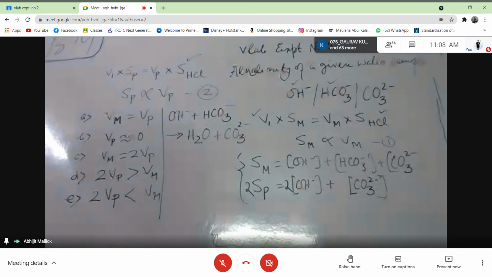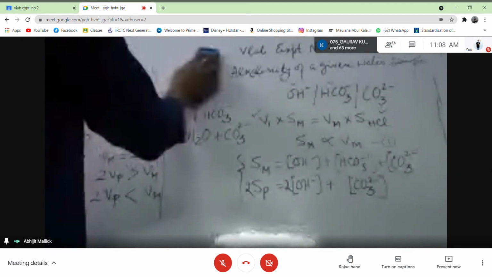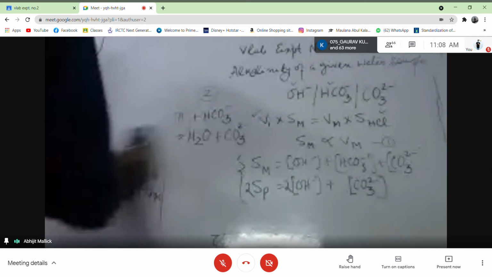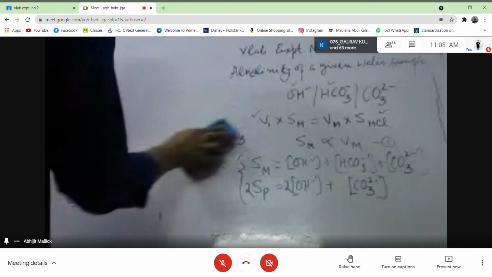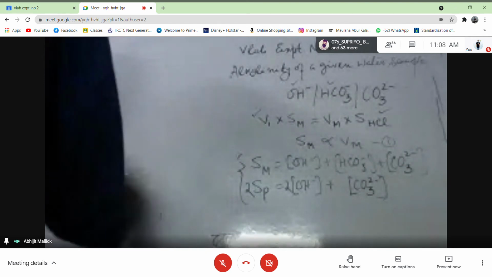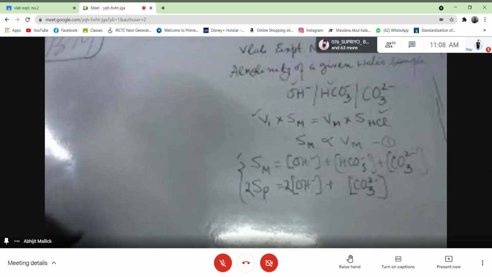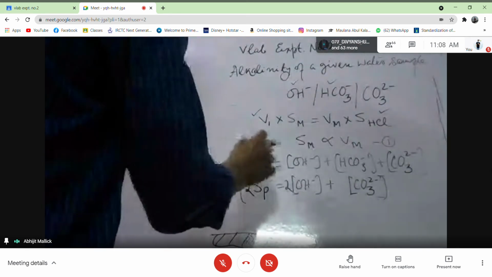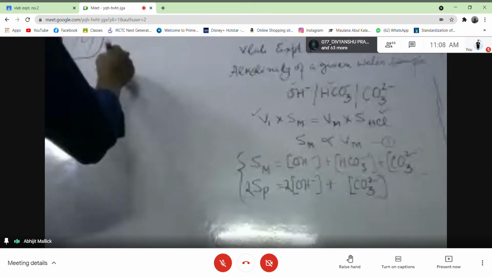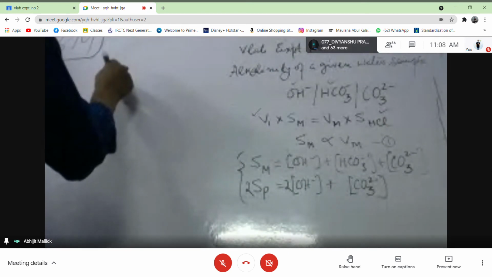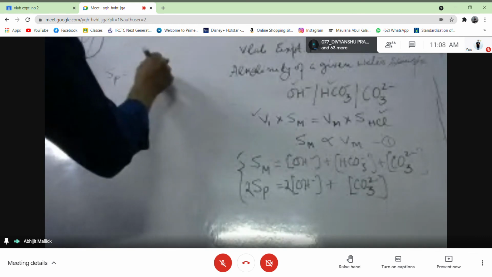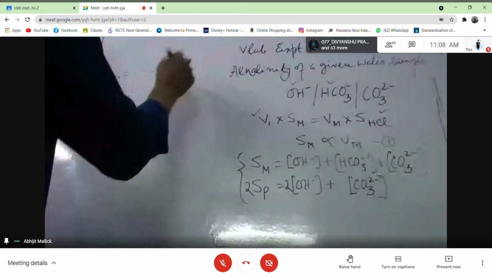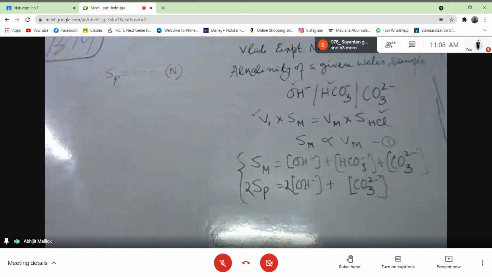Next is unit. What is the unit? Let's see what is the unit of alkalinity, that is, SM and SP. For example, after calculation you will get your SP in terms of normality. After calculations, V1 into SP is equal to VP into S of HCl. Putting these values, you will get SP in terms of normality.